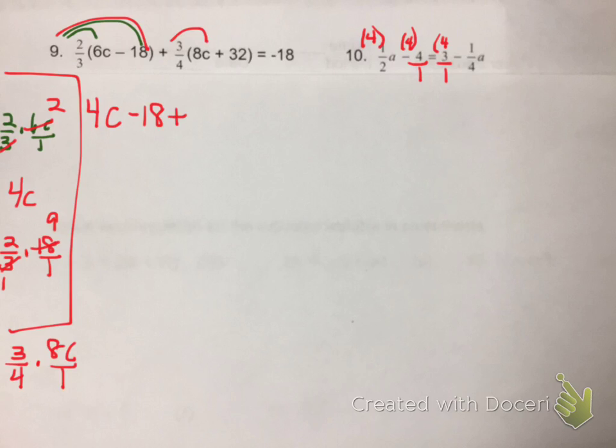Okay, let's look at number 10. I want you to turn off the recording and you try to do this one yourself and then turn it on and see if you get the same answer. Okay, we're going to multiply each term by 4. And let's see what we get. And then you can finish solving this equation by yourself.